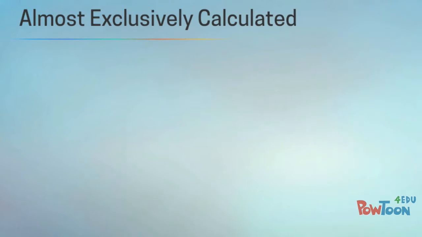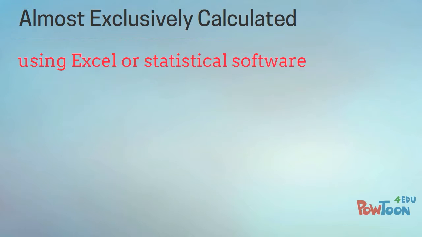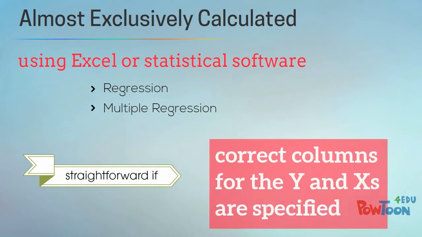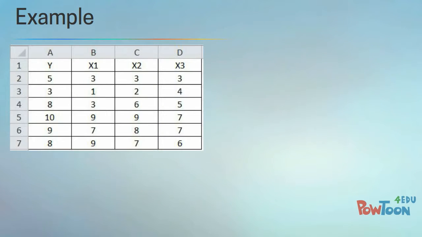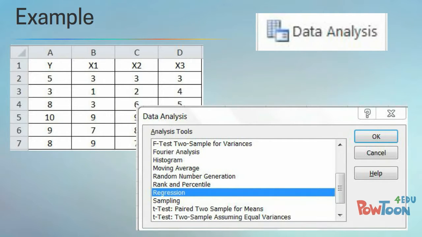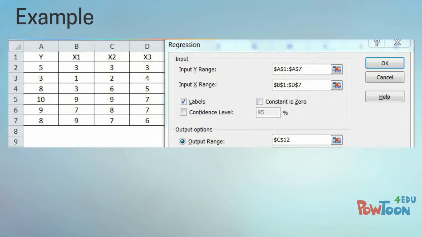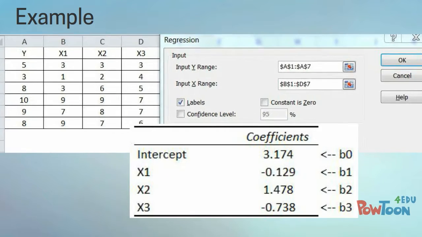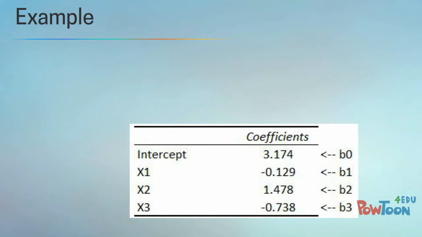The calculation of the regression coefficients from the sample data is almost exclusively done with Excel or statistical software, usually found under regression or multiple regression, and it is relatively straightforward to obtain the coefficients if the correct columns are specified as y and x's. For example, if we have a dependent variable called y and three independent variables called x1, x2, and x3, then using Excel's data analysis tool, selecting regression, and specifying the appropriate x and y ranges, the regression output is generated and we find the coefficients are b0 equals 3.174, b1 equals minus 0.129, b2 equals 1.478, and b3 equals minus 0.738.